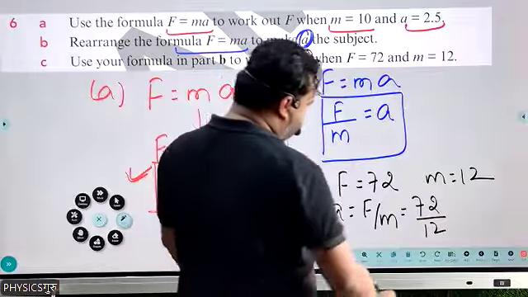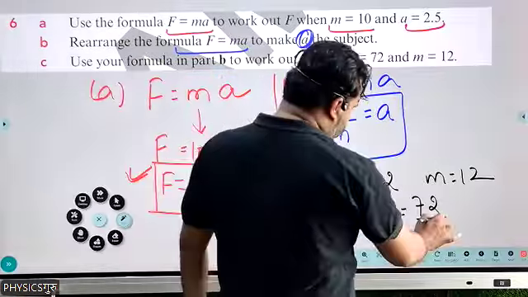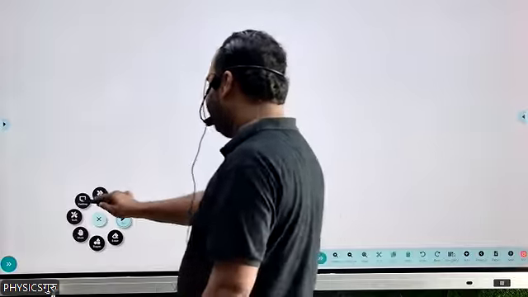6 times 2 is 12. 6 ones are 6, 6 twos are 12. 2 times 6 is 12. So 12 sixes are 72. So the required answer is 6. Clear? I hope the concepts are clear. Next one.